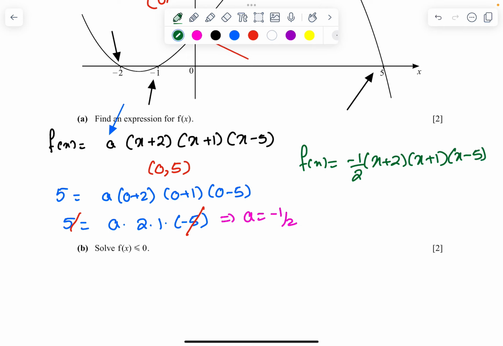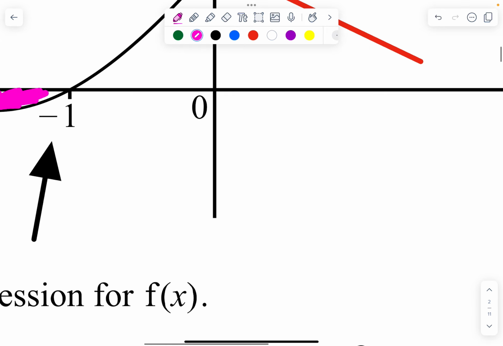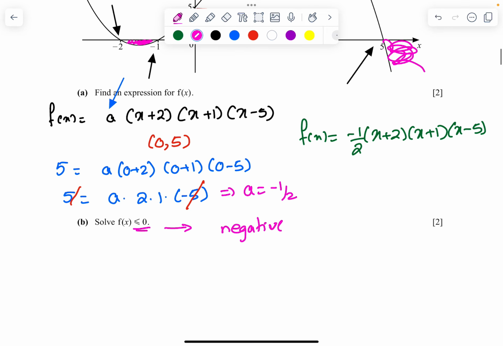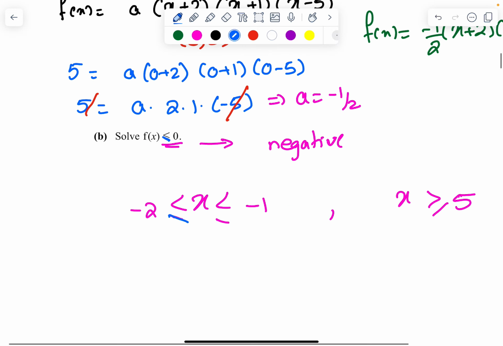Now, next part, solve f of x less than or equal to 0. Less than or equal to 0 means it is negative. Where is it negative? When you magnify and see, this is going to be the negative part, and this entire part is going to be the negative part. So it lies between -2 and -1, and also x is greater than or equal to 5. See carefully over here, the equal to symbol is there. Therefore I am taking the equal to symbol in the answer also.